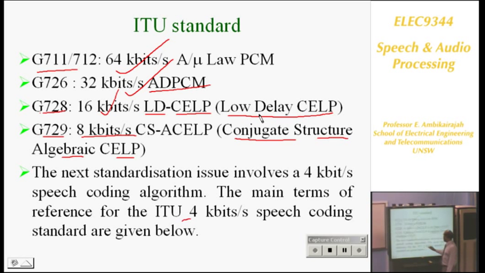And the next standardization will be 4 kilobits per second. My understanding is that it's currently being done at the moment, so it will become available very soon. And I know over the last many years, many companies have submitted 4 kilobit algorithms, but somehow they failed to meet all the tests set up by the ITU. They have certain tests, and an algorithm may meet all of their requirements but fail one of them, and then it's not accepted as a standard. So very soon you will have an ITU 4 kilobits per second speech coding standard, which will have another number.